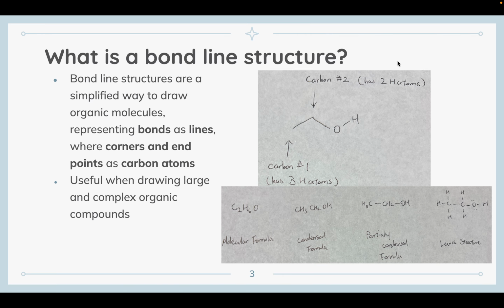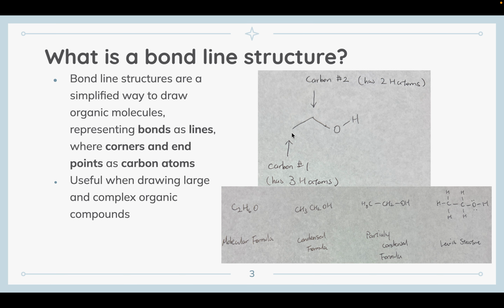Now, to start off, what's a bond line structure? A bond line structure is a simplified way to draw organic molecules where bonds are represented as lines between those atoms, and then the corners and the endpoints that we see here are carbon atoms.